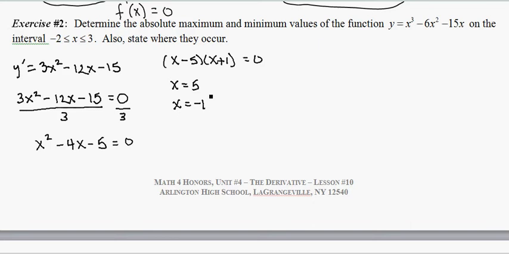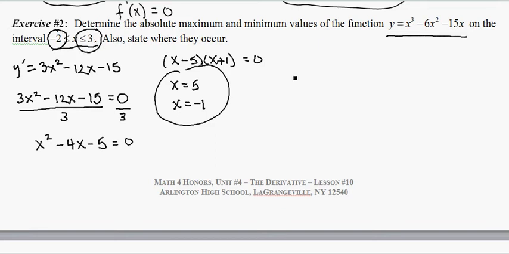Now, a lot of students at this point start to kick into their relative minimum and maximum mode. They start drawing number lines and analyzing signs. But we don't need to do that. We know that the absolute maximum and minimum y values of this function on this interval can only occur at these x values or at these x values. So it's really simple. We're just going to go right on along.